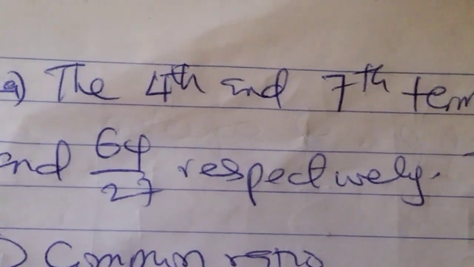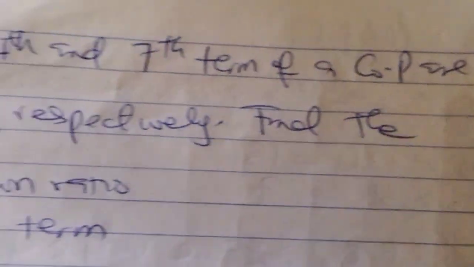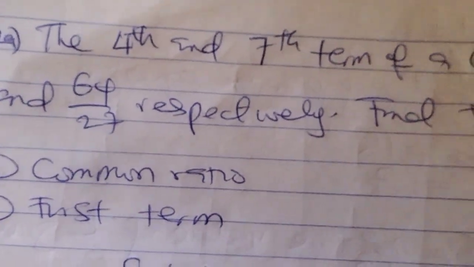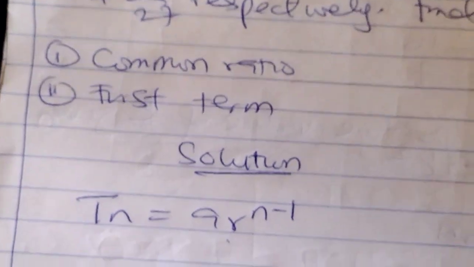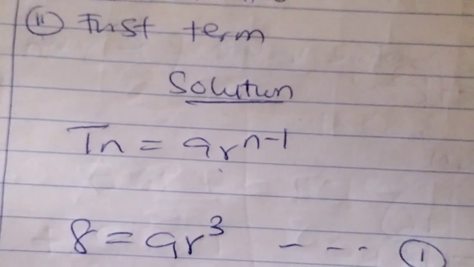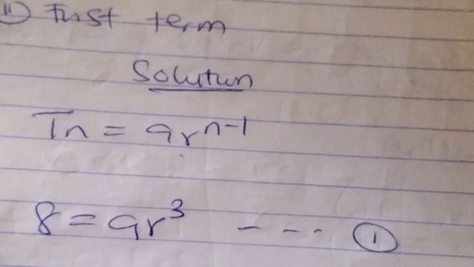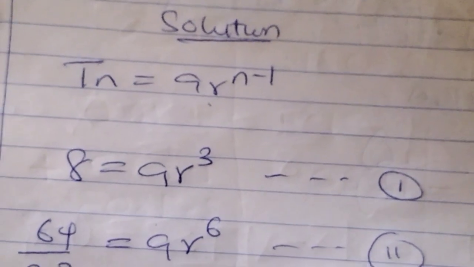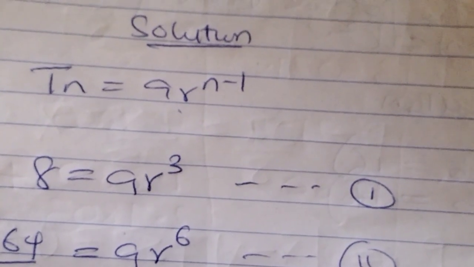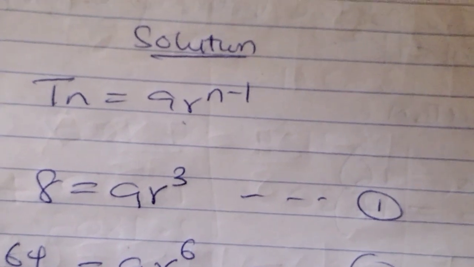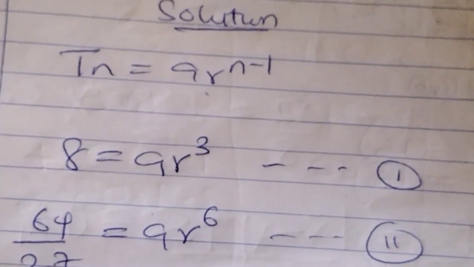We pick number 2. It says the fourth and seventh terms of a GP are 8 and 64 over 27 respectively. Find the common ratio and the first term. Solution: the nth term of a GP is given by Tn equal to a r raised to power n minus 1. So T4 is 8 equal to a times r raised to power 3. That is for the fourth term, since n is 4, you substitute, and the fourth term is 8.